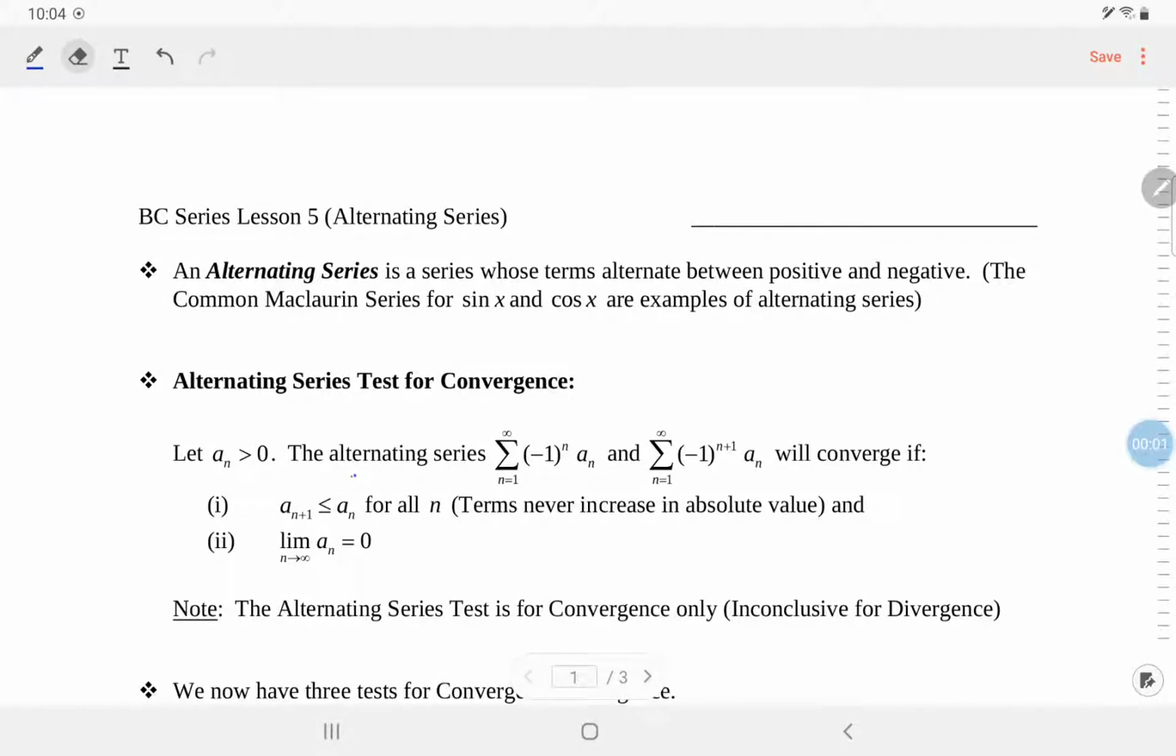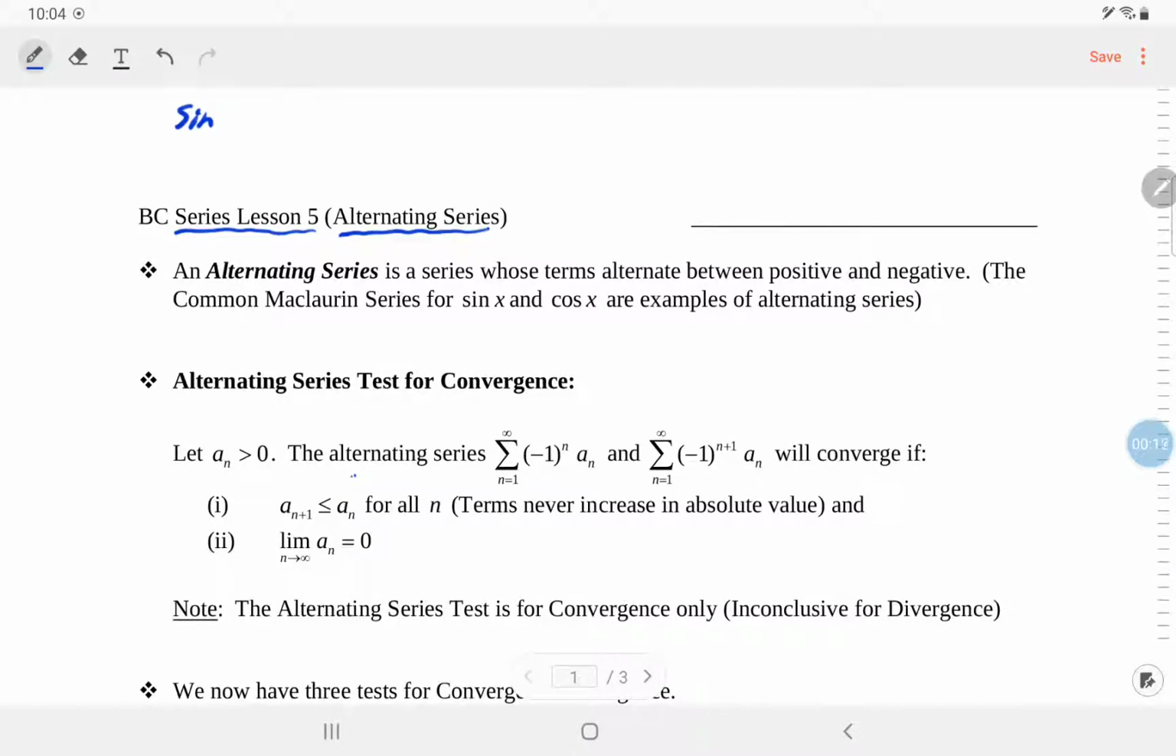Welcome, everybody. We're going to talk a little bit about our lesson on series number 5. It's going to be alternating series. So, what is meant by an alternating series? Well, there's two of them I can think of right off the top of my head.